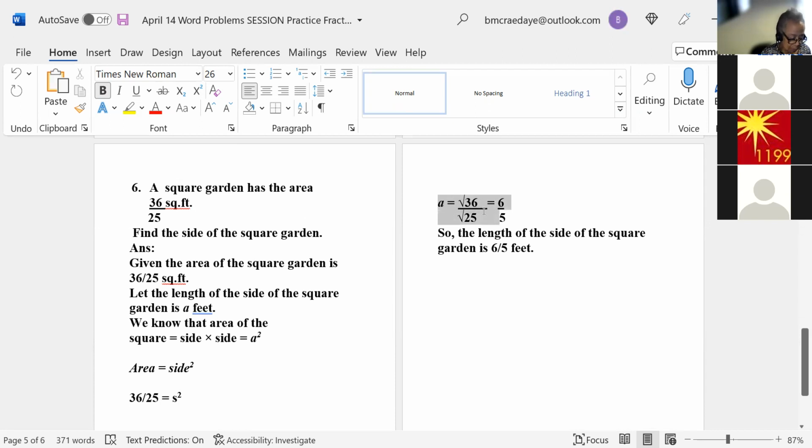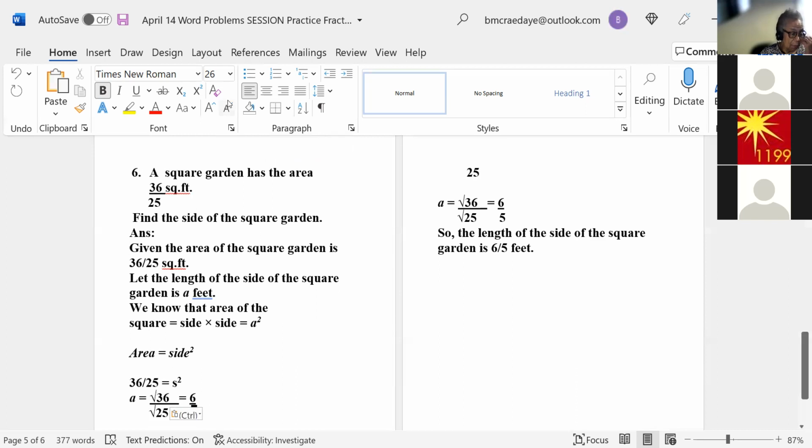Let's say the square root of 36 over 25. Yes, I have to take the square root of both sides. So 36 over 25, this is what it's equal to. So I have to take the square root of the 36 and the square root of the 25. The square root of a square is just the item. So if I had n squared, the square root of n squared is just n.